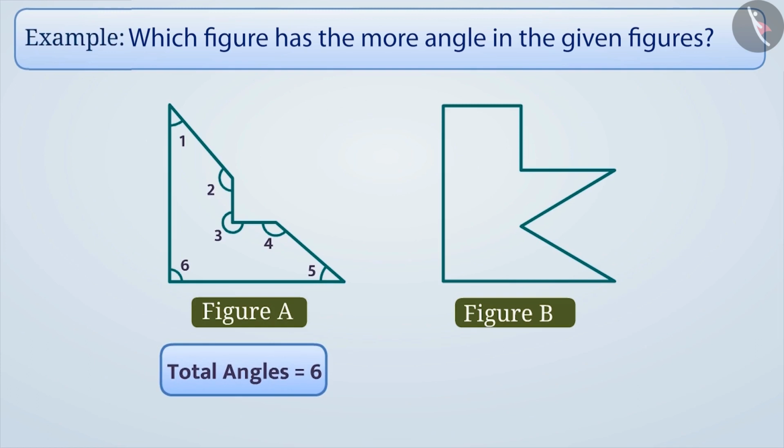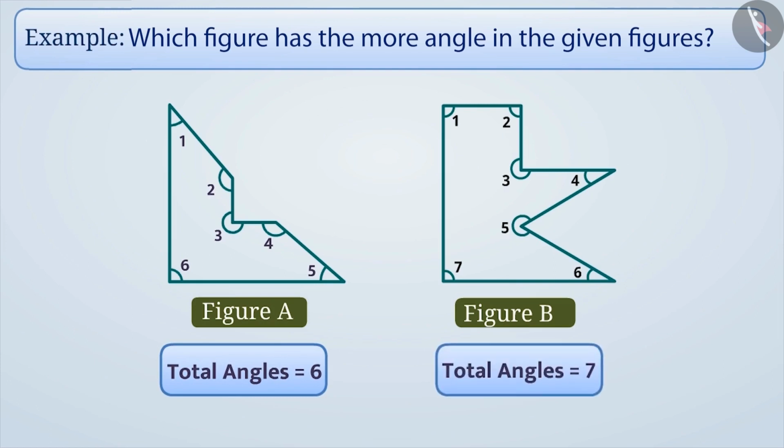Similarly, in figure B, we see that there are a total number of 7 corners. So we can say that this figure has a total of 7 angles. Now we can say that figure B has more angles.